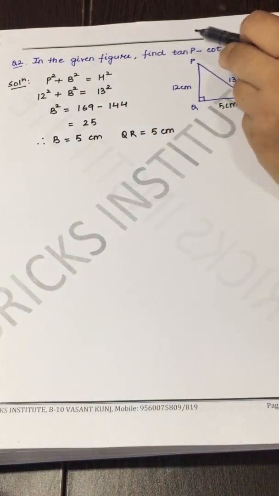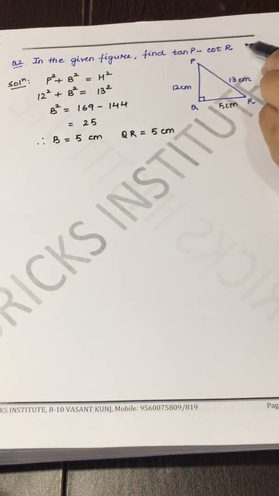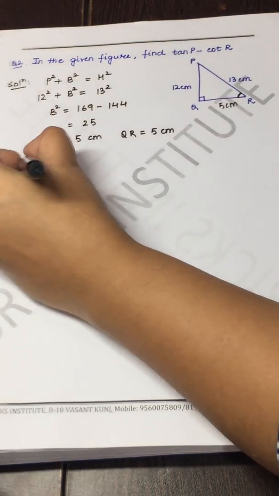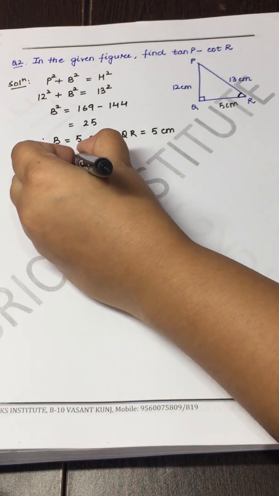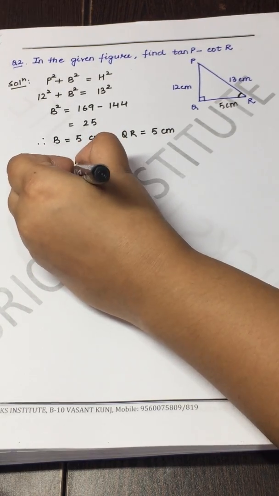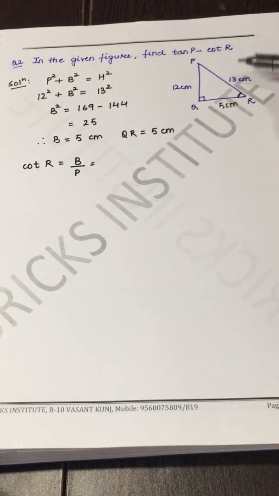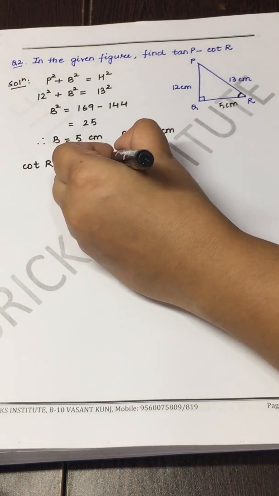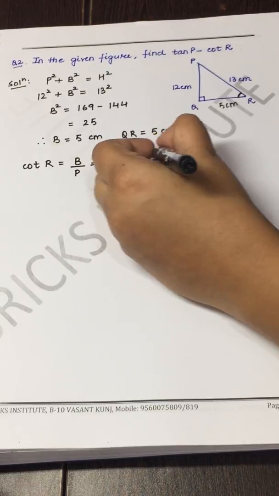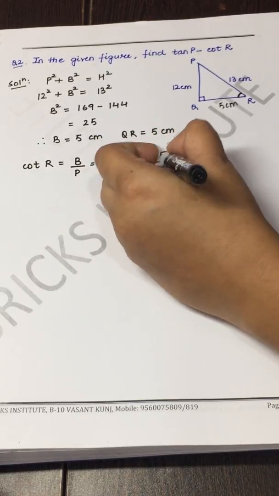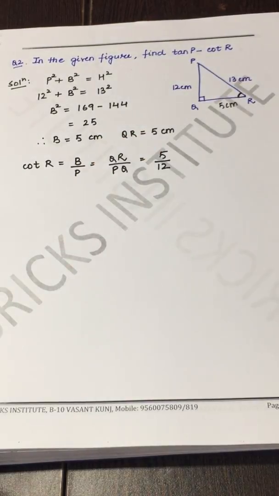We have to calculate tan P minus cot R, because this is my angle right now. So let's calculate cot R first. Cot R is equal to base upon perpendicular. What is base? Base is QR. Perpendicular is PQ. So QR is 5 upon PQ is 12.